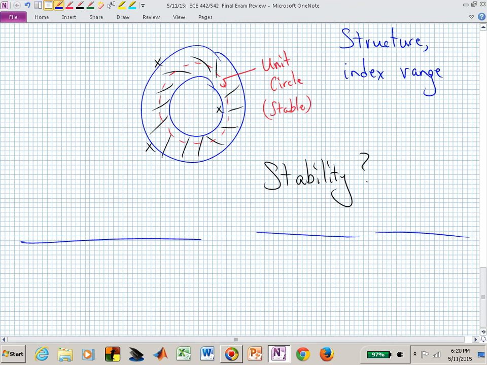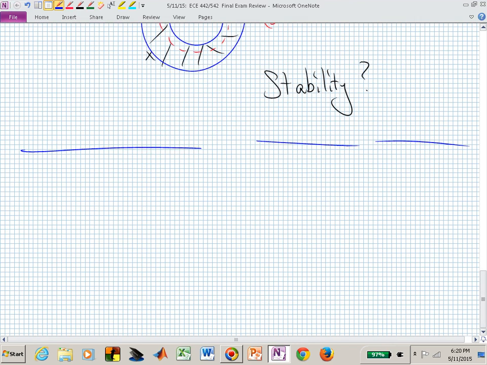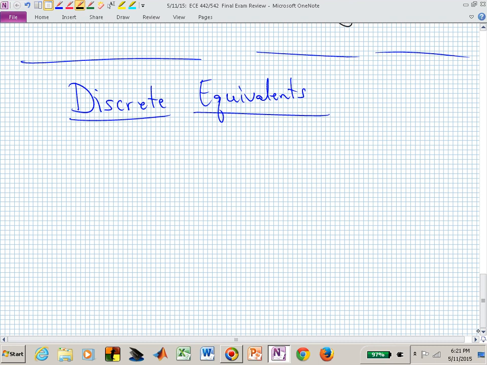Then we started talking about discrete equivalents. I'm sort of taking a leisurely stroll through the material that we've talked about this semester, and I'm hoping that between now and the final on Thursday you start to see this in a more connected manner. With discrete equivalents, we really broke those up into two different ways of finding discrete equivalents.